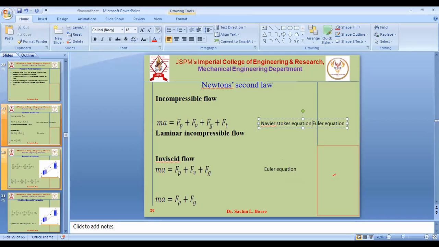You know that Navier-Stokes equation, there are three equations. Why are there three equations? Because it is about force. Please understand, it is a force, and force is a vector quantity. So there is a force in x direction, force in y direction, and force in z direction. So there will be three equations.